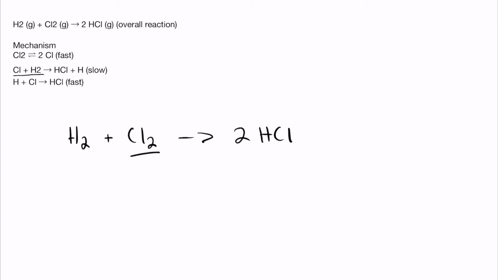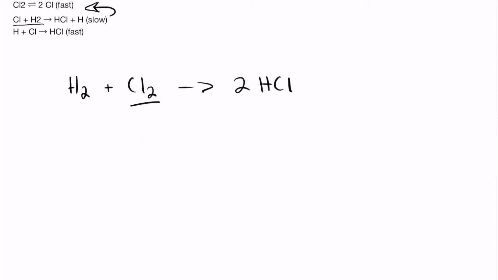So what we have to do now is write out this Cl in the equivalent of Cl2, which is why we have this first fast step. So to do that, we'll write out our rate law from our slow step. We know that the rate law should be Cl times H2, each to the power of 1.